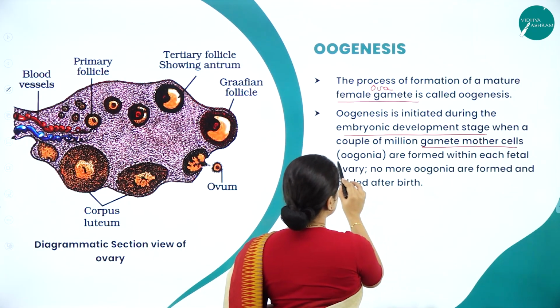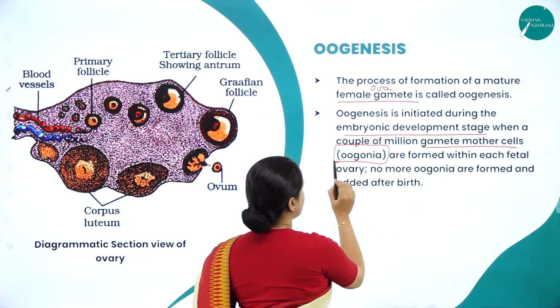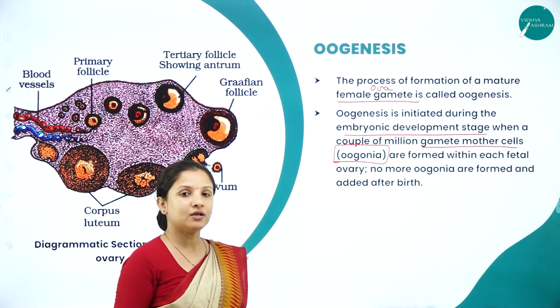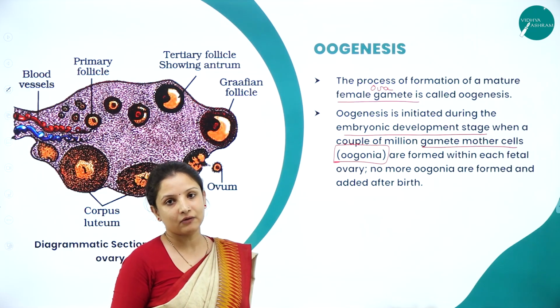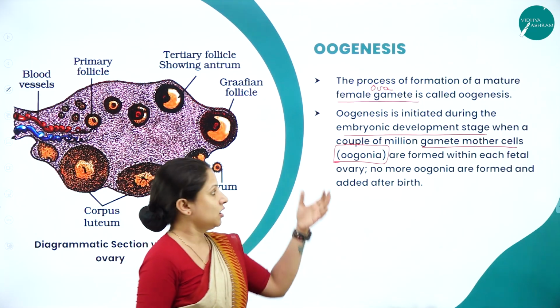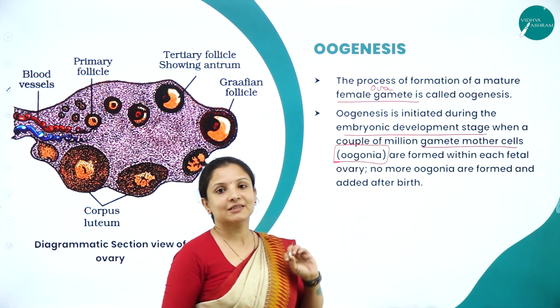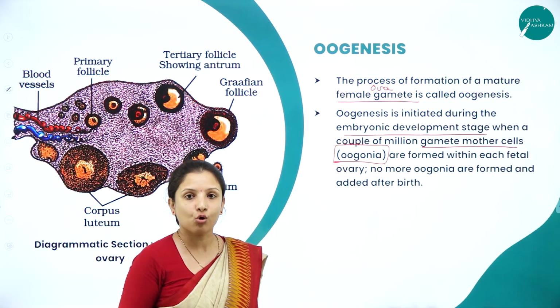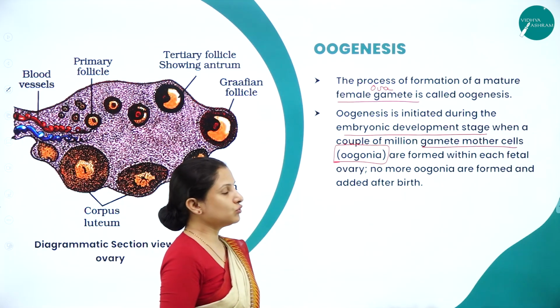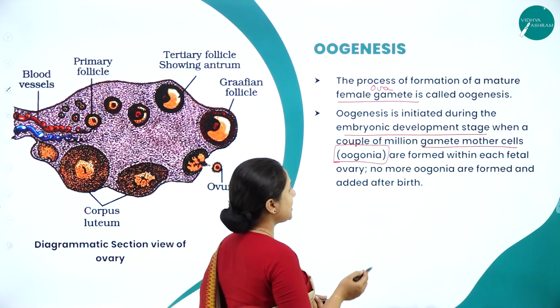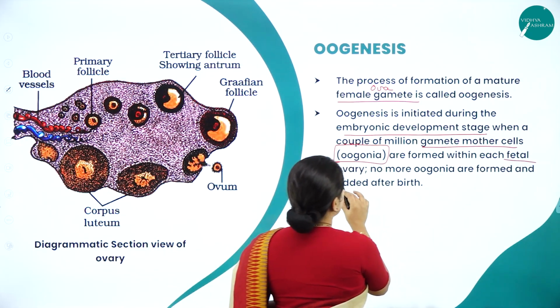What are the gamete mother cells called? They are called oogonia. What are the sperm mother cells called? Spermatogonia. And those spermatogonia got converted into what? Into sperms. Oogonia or the gamete mother cells will get converted into what? Into ova or egg. So a couple of millions of oogonia are formed within each fetal ovary.